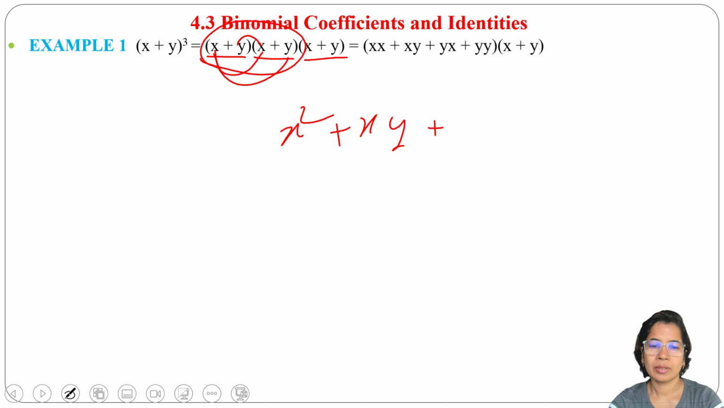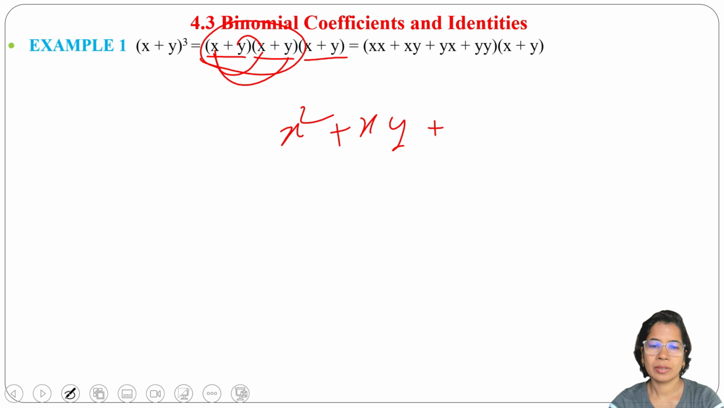So first will be C(n,0) x power n, y power 0, so you don't need to write y. Then C(n,1) x power n minus 1, y. Like this, C(n,n minus 1) x, y power n minus 1. Then C(n,n) y power n; here x power 0, so you don't need to write it. So this is the formula for finding any power, like (x plus y) power 2, 3, 4, 5, 100. Any expansion you can find by using this theorem.